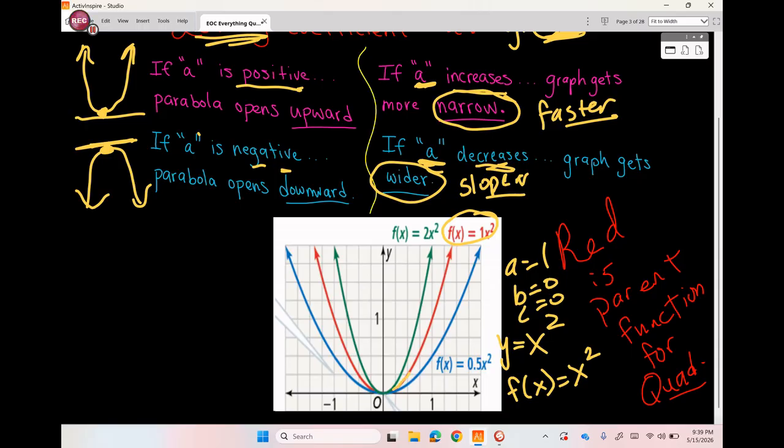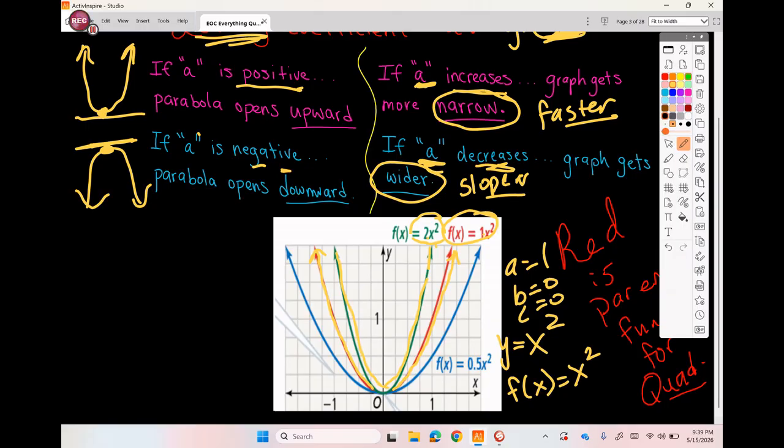So that's like your basic parent function for quadratic, for standard form quadratic. Now look at what happens when the number is bigger. If the number gets bigger, instead of being a 1 in the front, it's a 2, the graph gets more narrow. Look at this green line. It goes up faster, so it gets skinnier or more narrow.